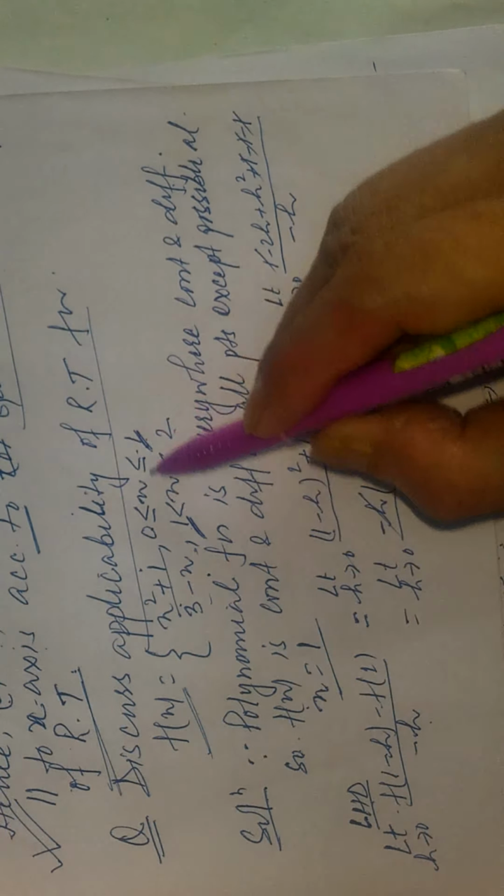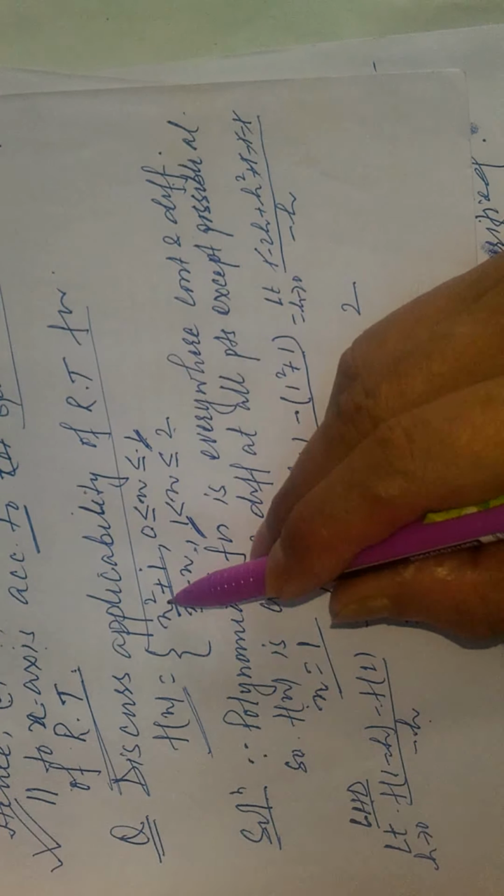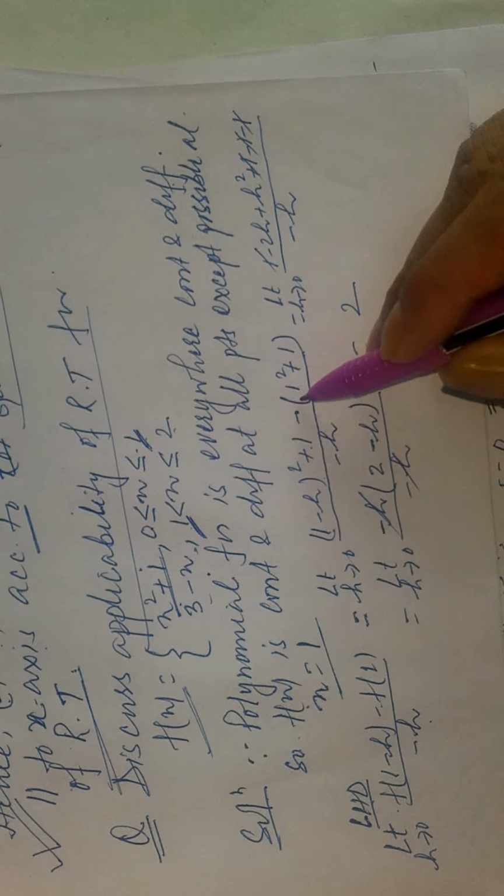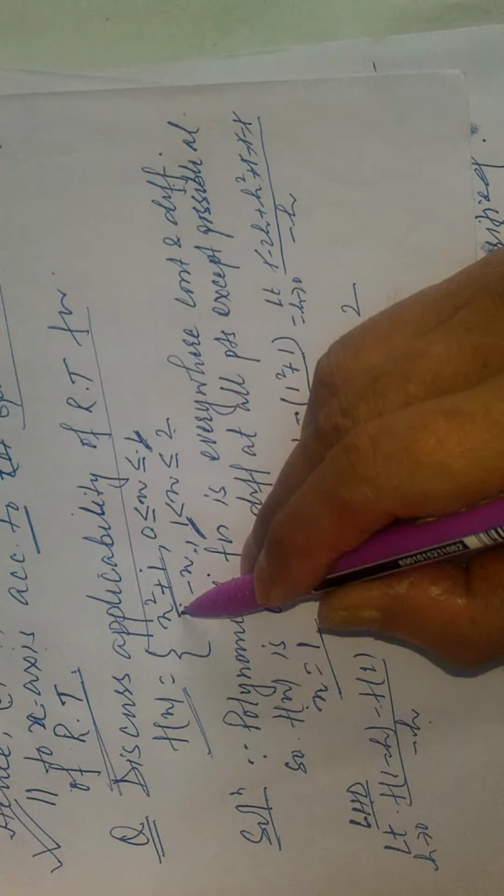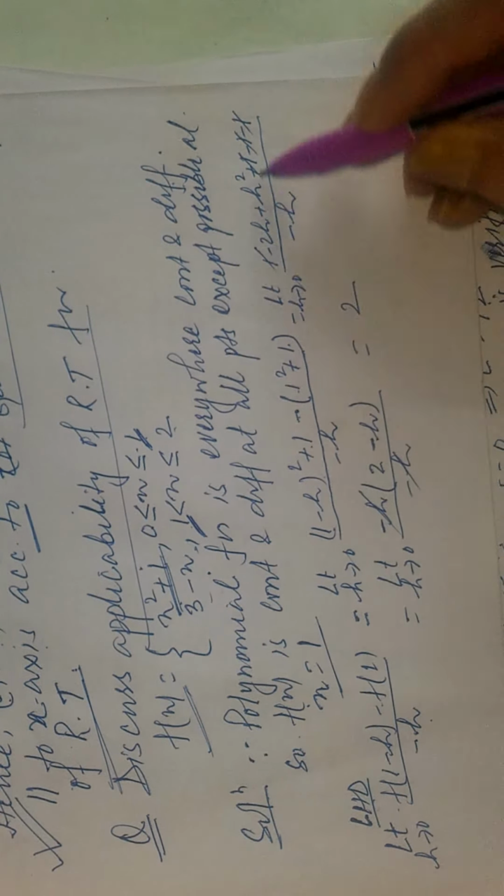Now for the left, the function is this, so we'll be writing (1 minus h) square plus 1 minus f of 1. For 1, again the function is this, 1 square plus 1. Simplifying, you are getting 2.